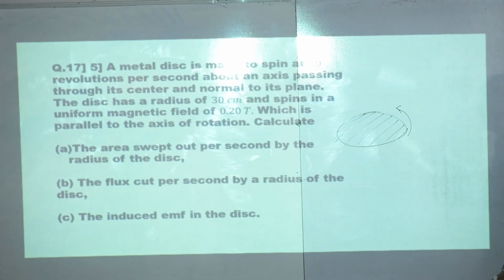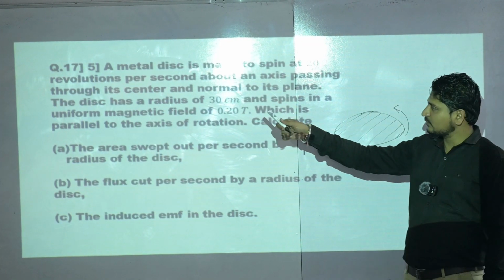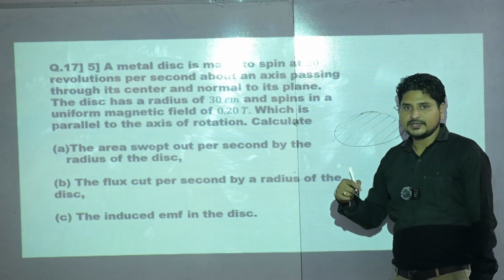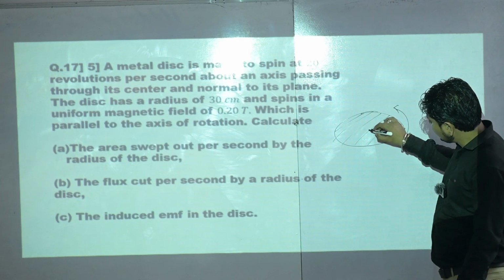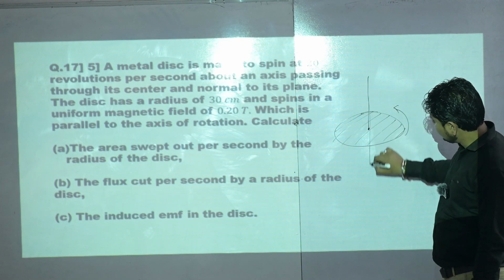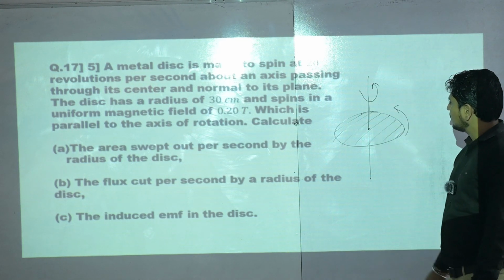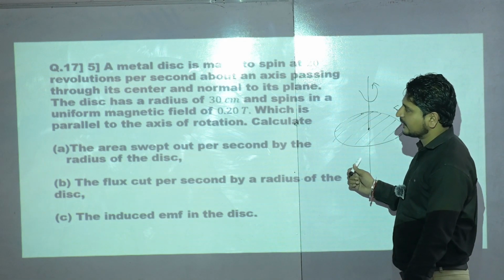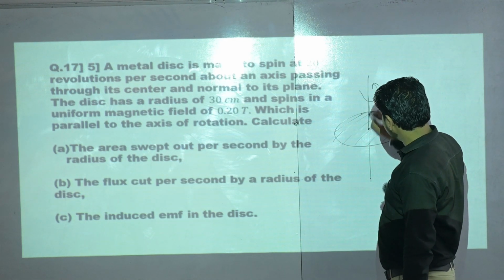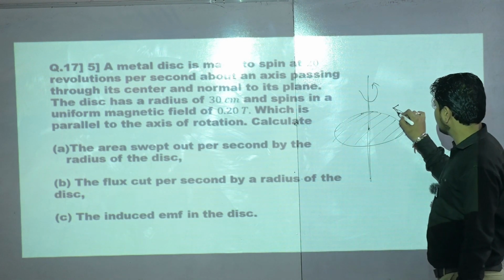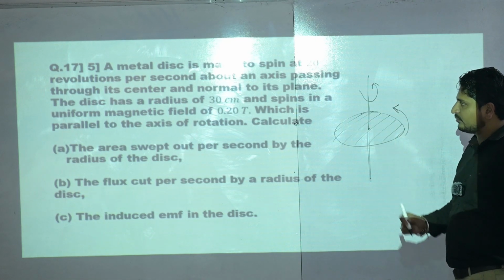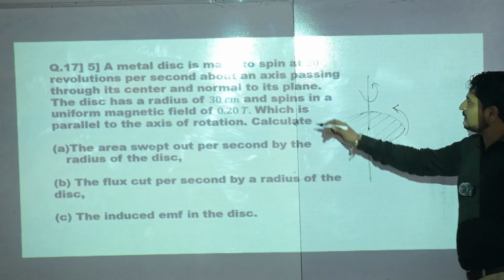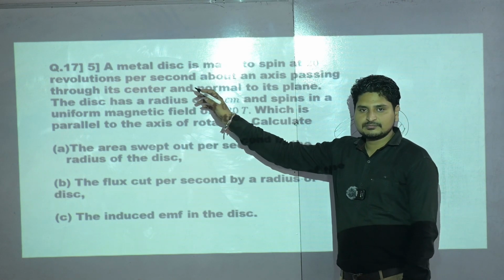20 revolution per second से spin हो रही है about an axis passing through its center and perpendicular to its plane. It means that it spins about an axis passing through its center. So this is your axis of rotation. This is the axis of rotation for this metallic disc, and it is rotating about an axis passing through its center, at 20 revolutions per second.